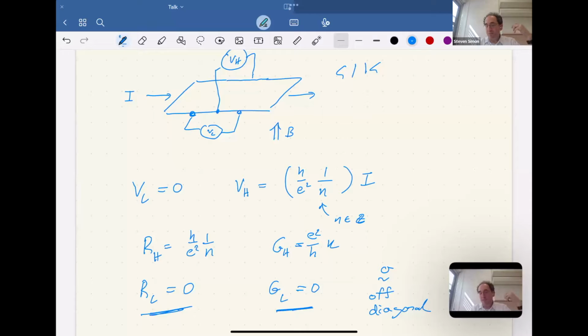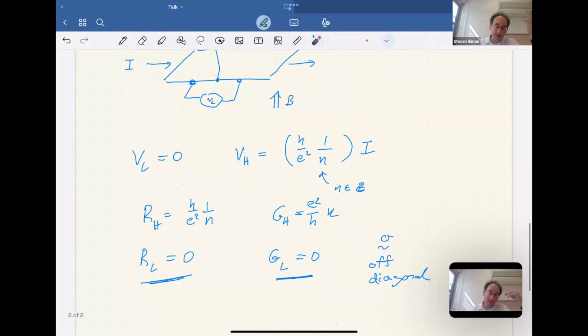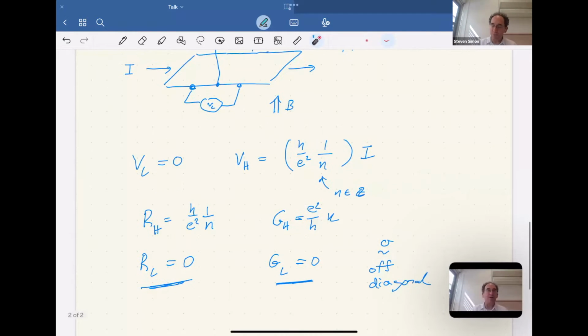It's independent of whether you add interactions between the electrons, if you add spin-orbit coupling to the electrons, if you add phonons to the system. All of these things turn out to not matter. The quantization of this exact result is precise to 1 part in 10 to the 10. That's like measuring the distance between here and here in Berlin and my other home in England to within a micron precision. So it's a crazy amount of precision for a solid state experiment.